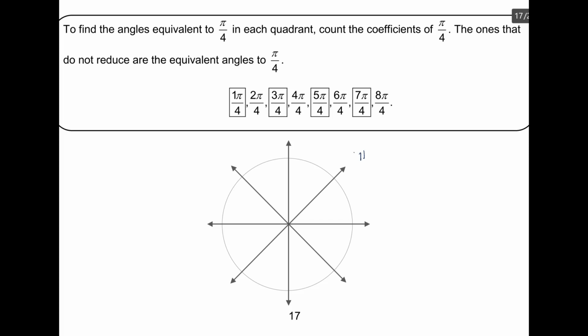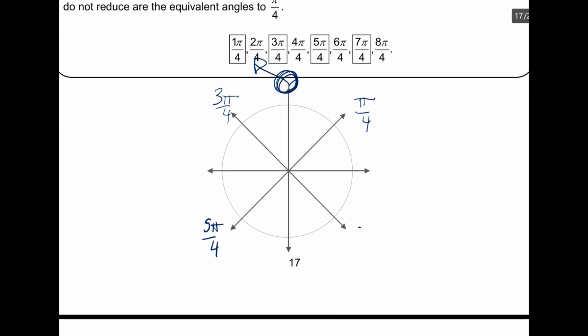So if I label this pi over 4, this middle one is 2 pi over 4, but I know that's the same thing as pi over 2. This is 3 pi over 4, and the next one is 4 pi over 4, which is the same thing as 1 pi. 5 pi over 4, and this last one, let's see, this is 6 pi over 4. This is 7 pi over 4.